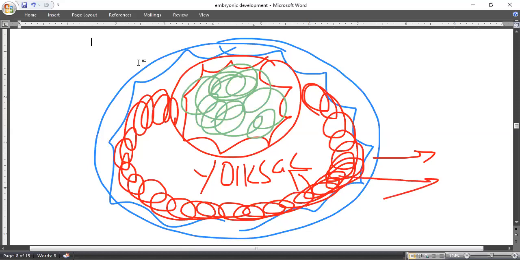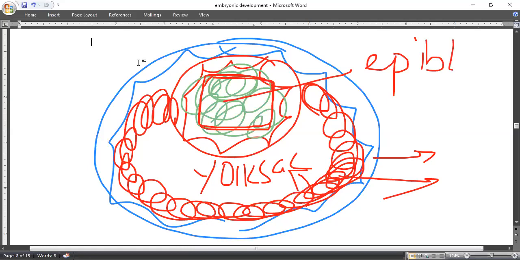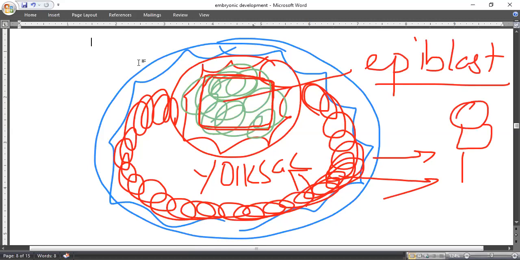This green is going to form the embryo proper. That means the total fetus is going to form from this green. What is this? This is the epiblast. This clarity is required. We need to follow the fetus, the baby. Who is going to be the baby?